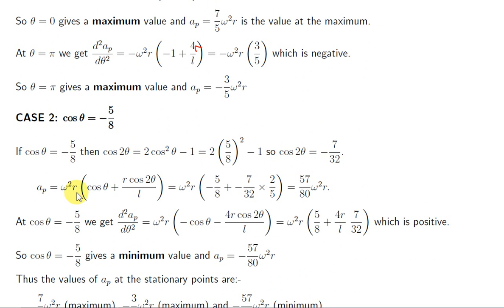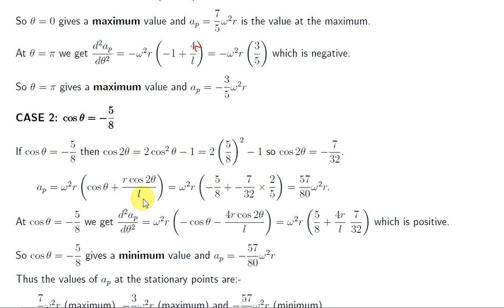So we want the acceleration that goes with that value of θ. So here's our formula for the acceleration. So we plug minus 5/8 in for cos θ. Now what about cos 2θ? Well, we could just solve this to get θ and then double it and then get cos of 2θ, or we could use this identity. So we'll use this identity for cos 2θ. Plug 5/8 in there, square it. So we get 25 over 64 times 2, that's 50 over 64 minus 1. That's minus 14 over 64, or minus 7 over 32. So we plug that in for cos 2θ.